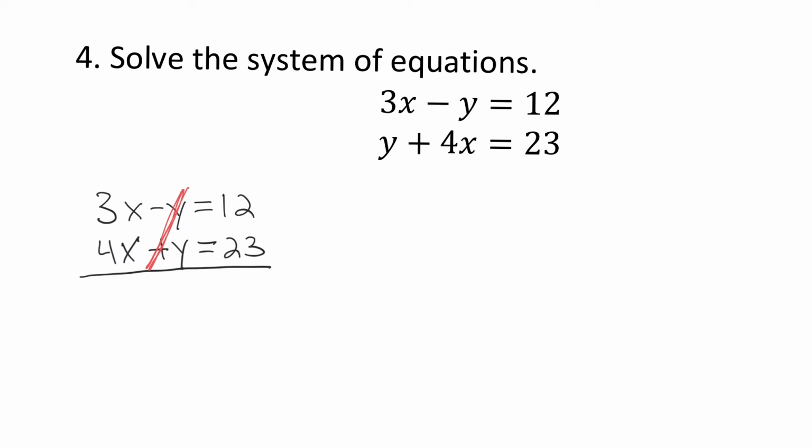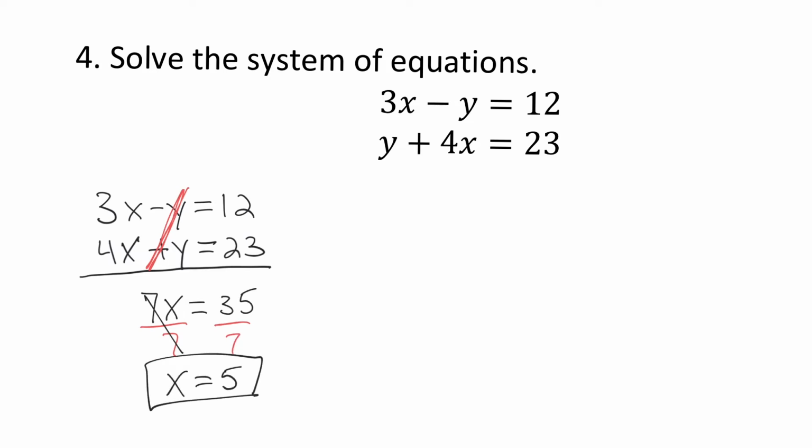So the y's cancel. 3x plus 4x, that'll be 7x equals 12 plus 23. That's going to be 35. You divide by 7, and we get x equals 5. 35 divided by 7 is 5. Now we need the y.